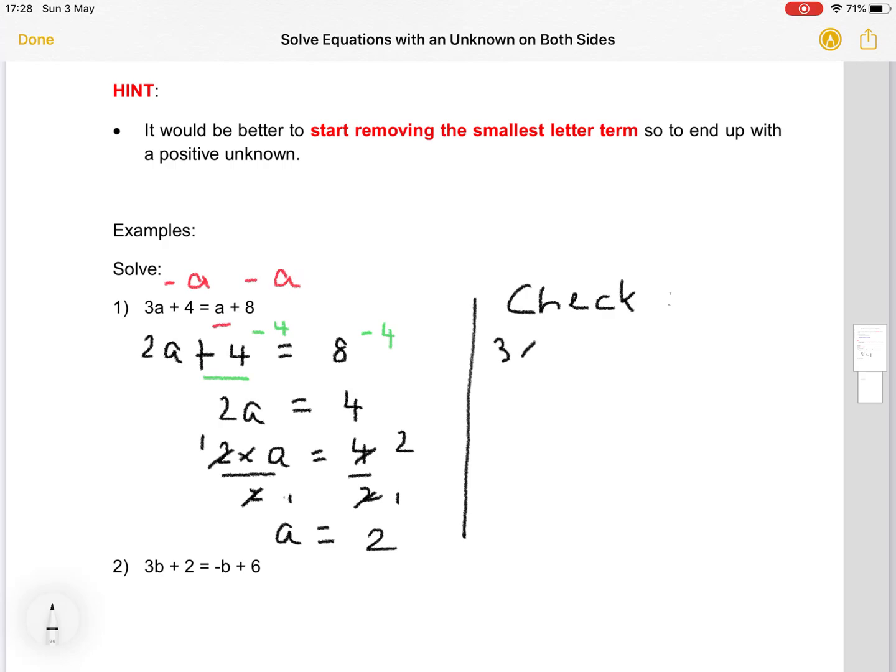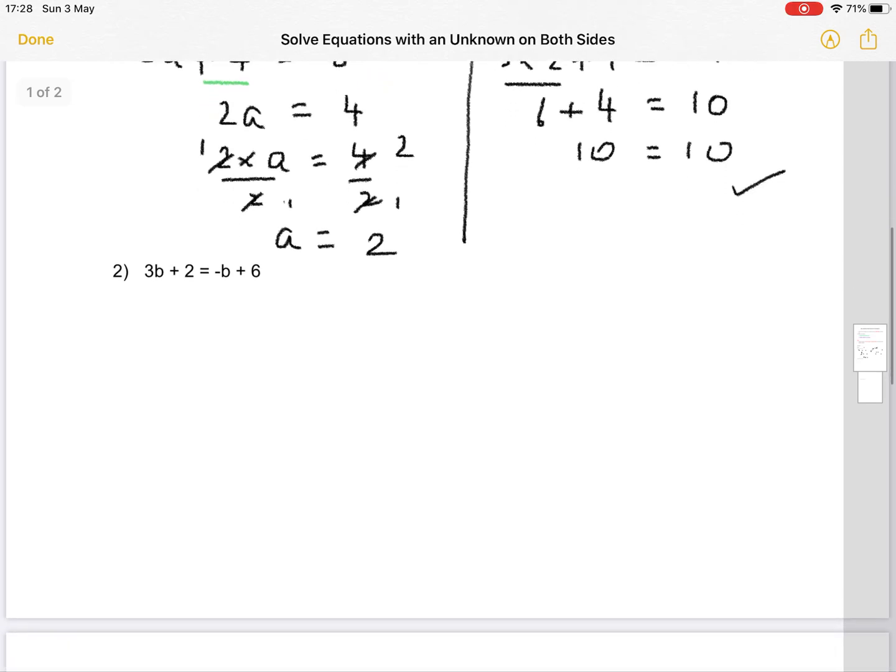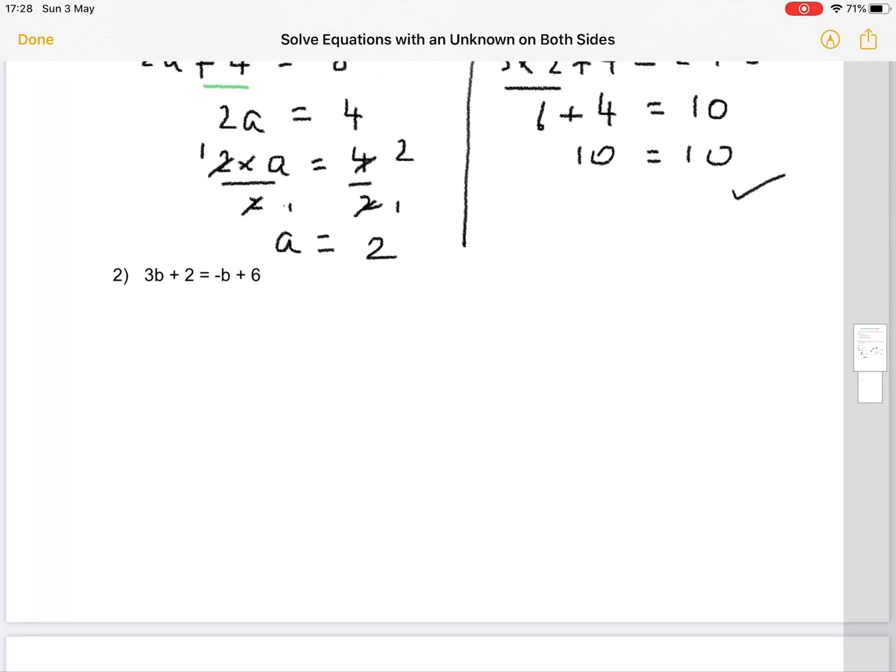So 3A means 3 times 2 plus 4 equals, on the right hand side, instead of A, I write down a 2 plus 8. 3 times 2 first, so that is 6 plus 4 equals, on the other side, 2 plus 8, it's 10. On the left hand side, 6 plus 4 is 10 also, so 10 is equal to 10. Since the left hand side is equal to the right hand side, then our answer is correct. Okay? Let's work the second example, boys.